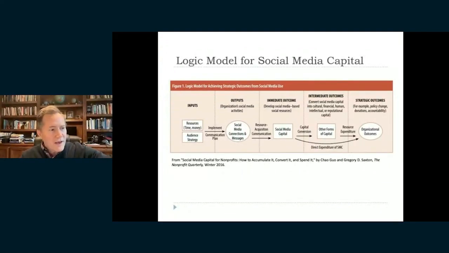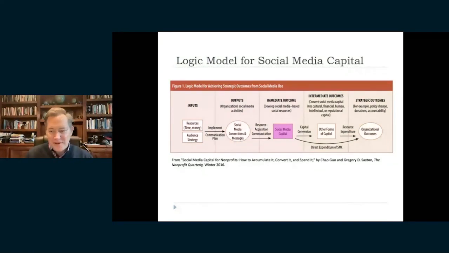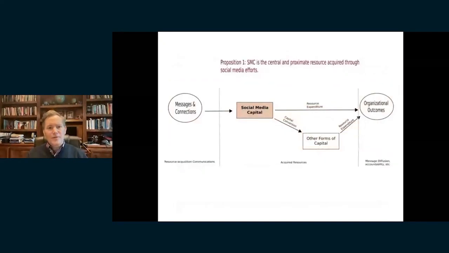loyalty. And so social media capital, these online social assets, has a couple of unique characteristics, and I'm going to walk you through some of those now. So we'll start right in the center with social media capital. The first thing is that it's the central resource that you get from social media efforts. This is probably the key step to understand: this comes first. You can't jump around it.